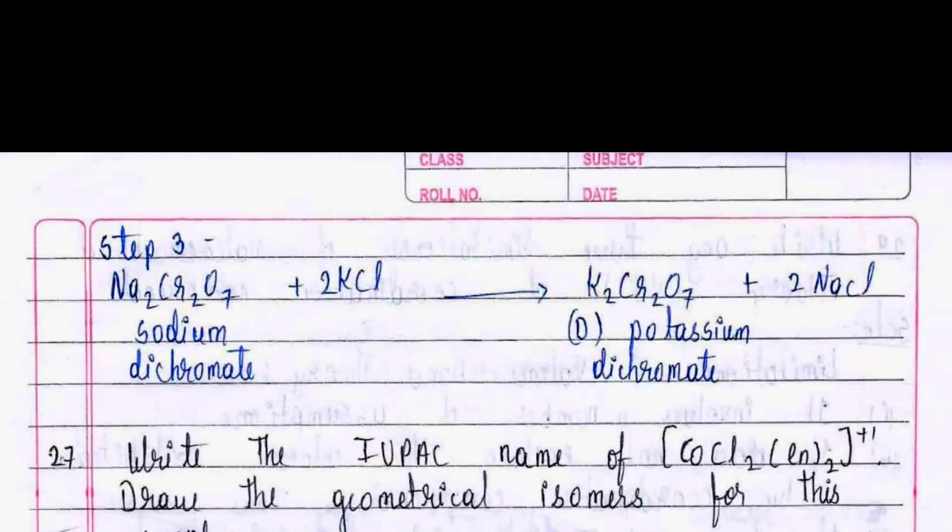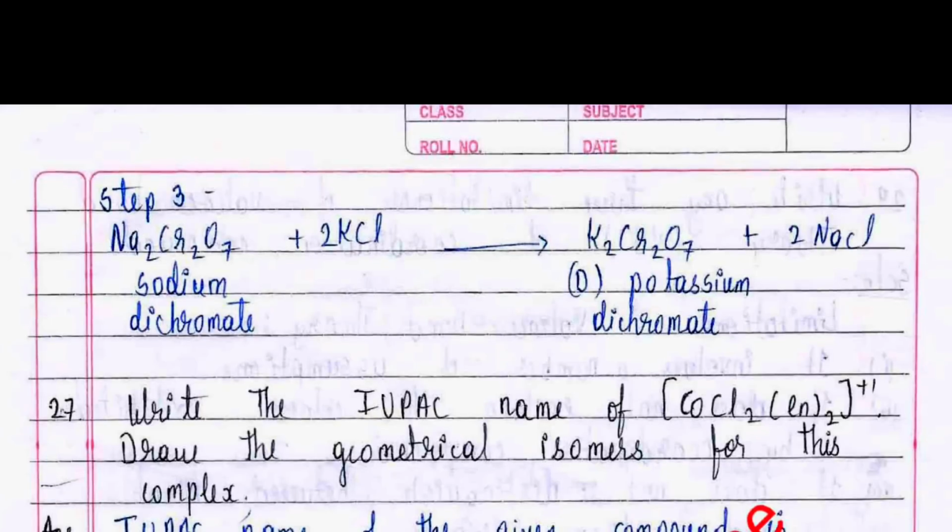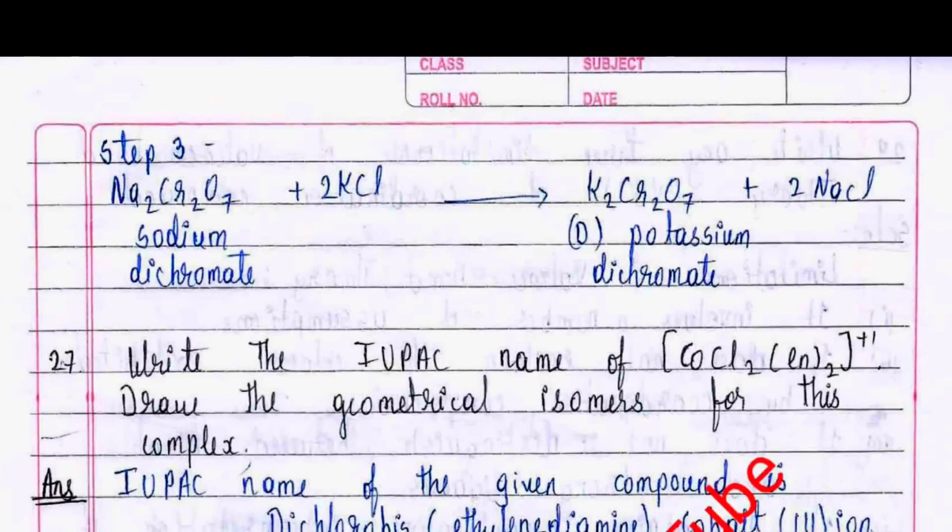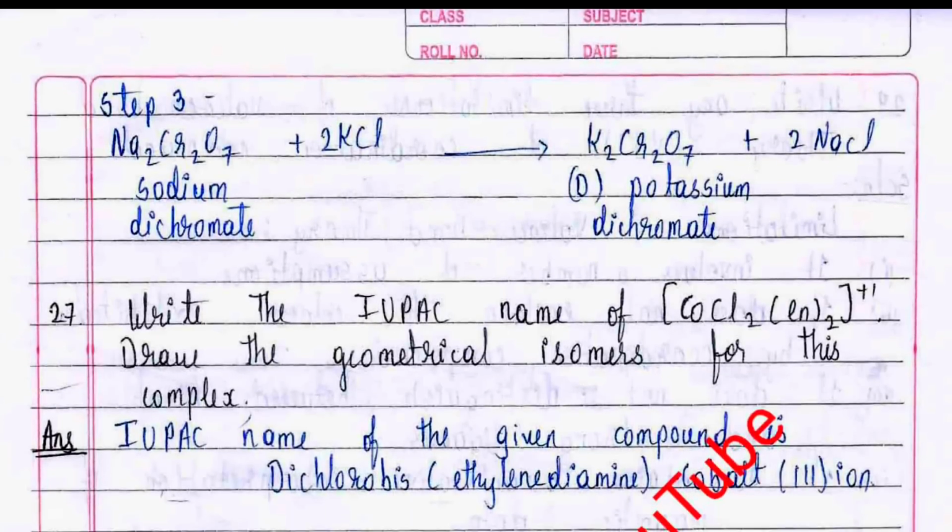27th. Write the IUPAC name of [CoCl2(en)2]. Draw the geometrical isomers for this complex, and the answer is below.